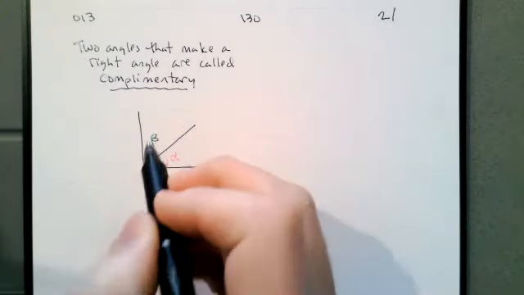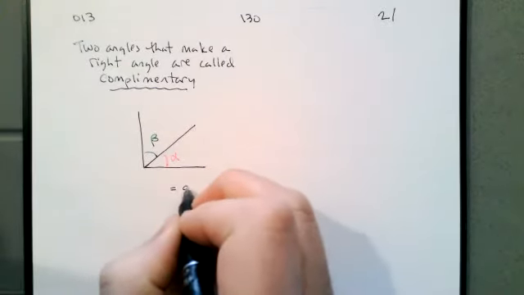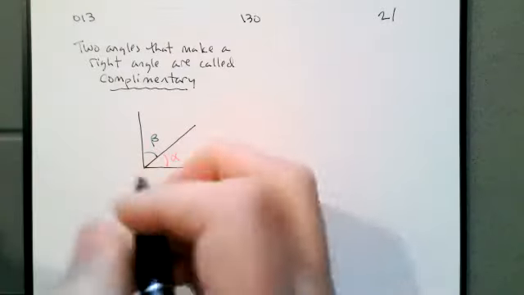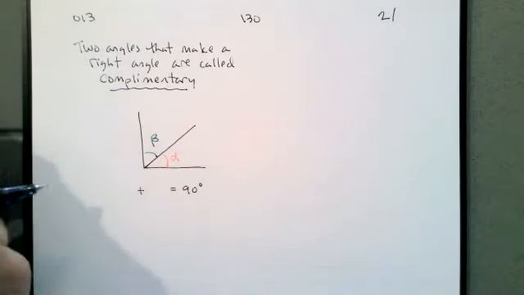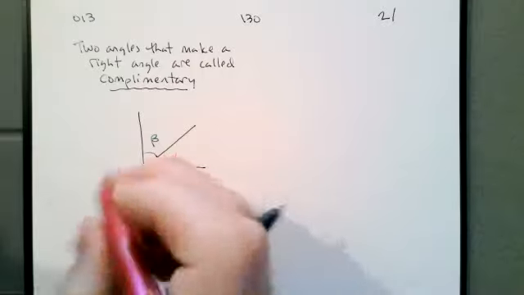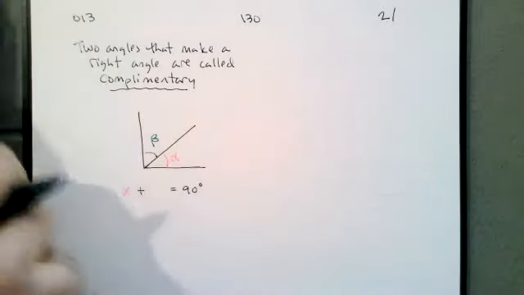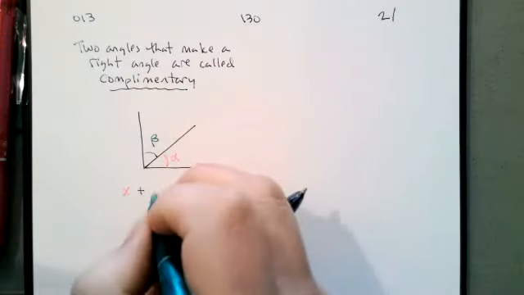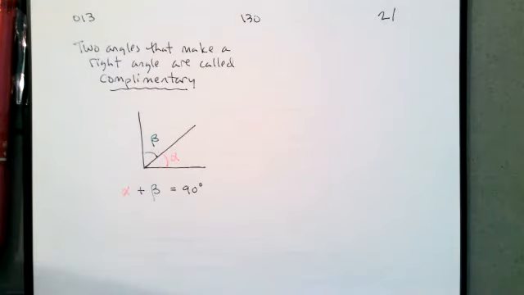So alpha plus beta is equal to 90 degrees. The measures of the two angles is equal to 90 degrees. Alpha plus beta is 90 degrees. So we call those complementary angles.